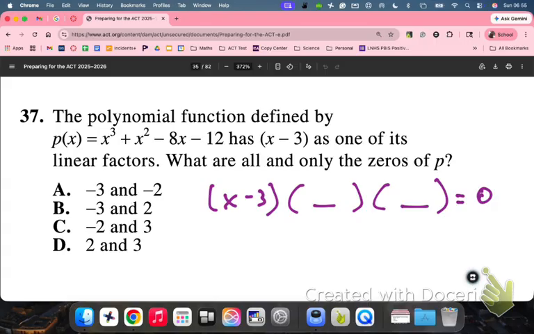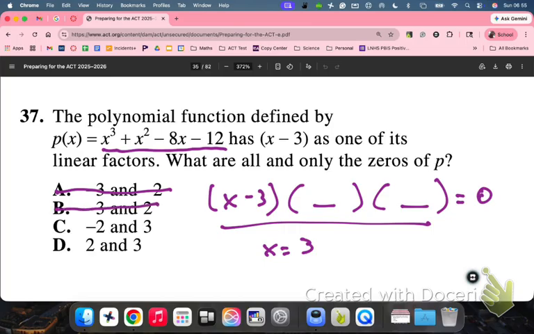These are the factors of x cubed plus x squared minus 8x minus 12. We know one of them. So if x minus 3 is a factor, then x could be 3. That's one of the zeros of the function. What that means is A and B are not options. The only two options are C or D.